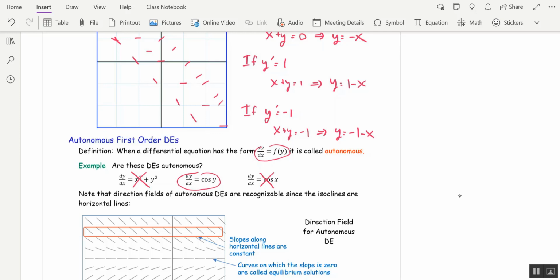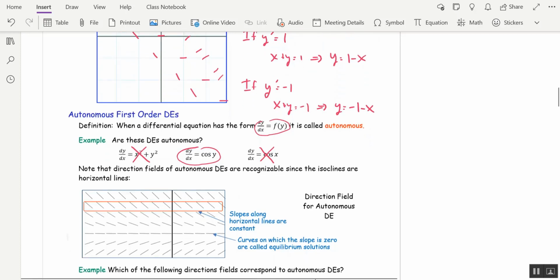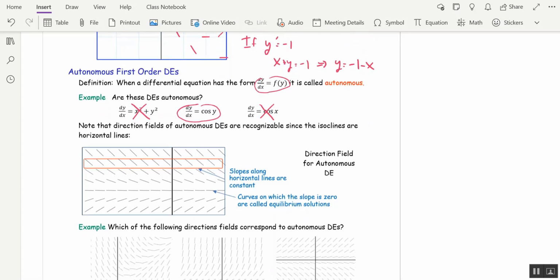How can you identify an autonomous direction field by looking at it? Well, the answer is the isoclines will be horizontal lines because the slopes only depend on y. That means for every x, you have a given y, for every x, the slope will be the same. So this is the direction field of an autonomous differential equation. And these solutions here that correspond to slope 0, those are special solutions. They're called equilibrium solutions, because if you have a solution that's approaching an equilibrium solution, it won't be able to get past that equilibrium solution.